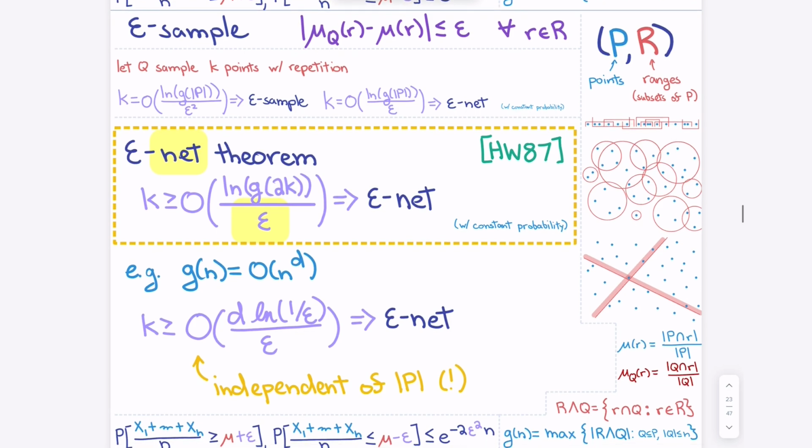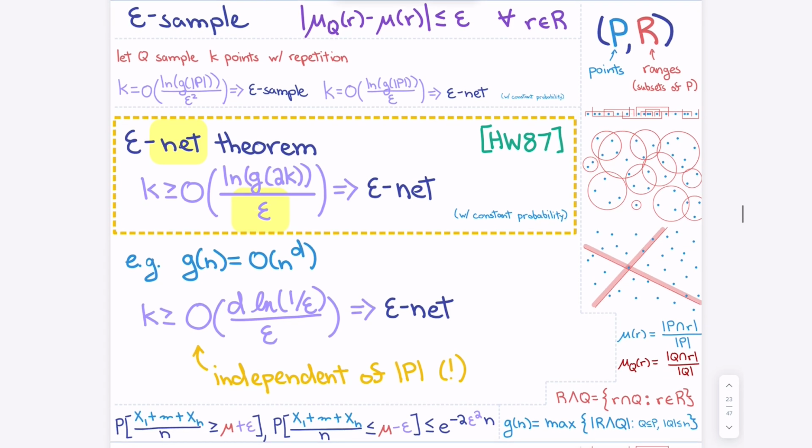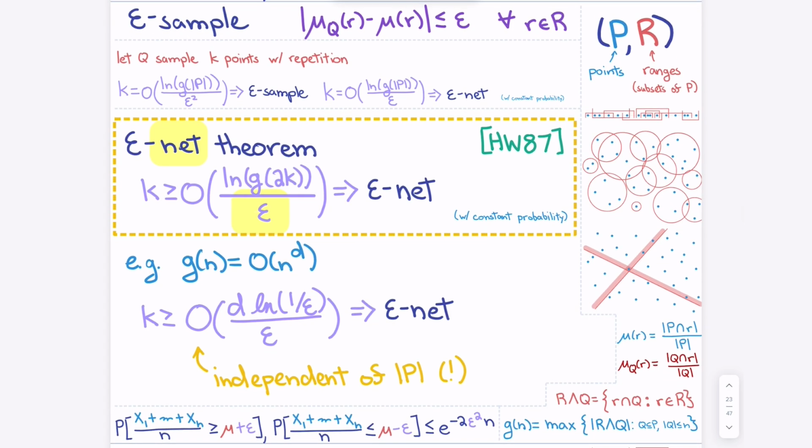Okay. Same improvement for epsilon net. So this is where you want to hit every range that's big. The real point is that you're going to get something independent of p. The epsilon squared becomes epsilon. And somewhere, for some reason, log of d over log of d disappeared. But anyway, again, you're going to get a sample size independent of the number of points.